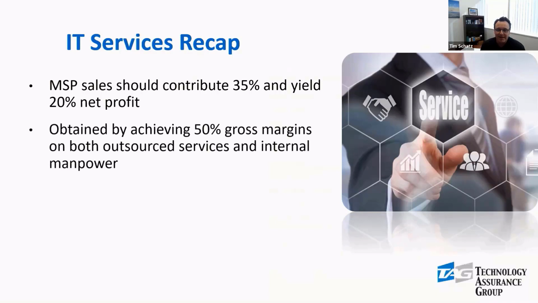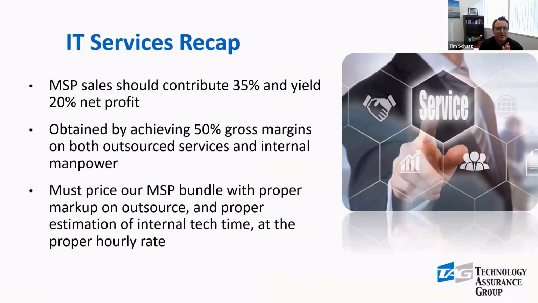So how do we do this? We obtain this by getting 50% gross margins on both the outsourced services and all of our internal manpower. We do this in a couple of ways: by pricing our MSP bundle with the proper markup on anything we outsource, and by estimating the amount of internal tech time, and not just the amount of time, but at the proper hourly rate.